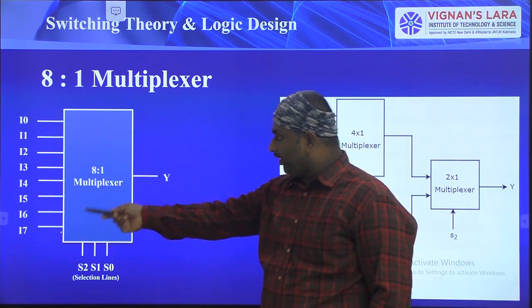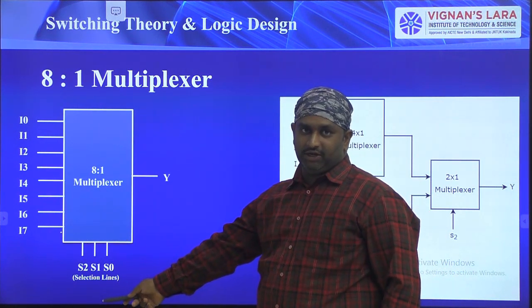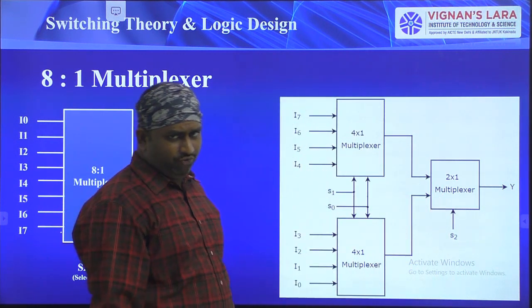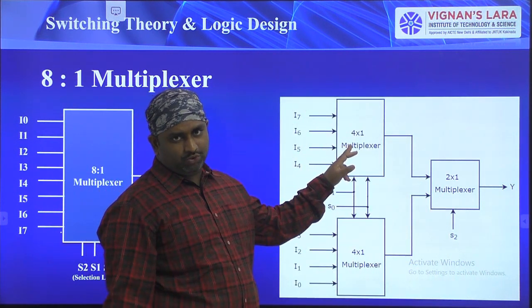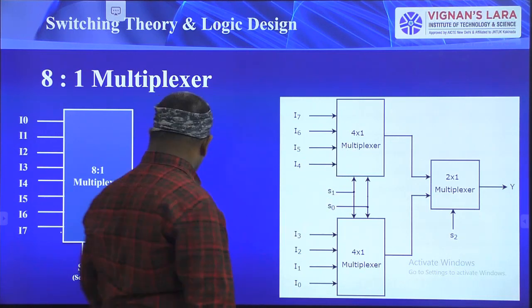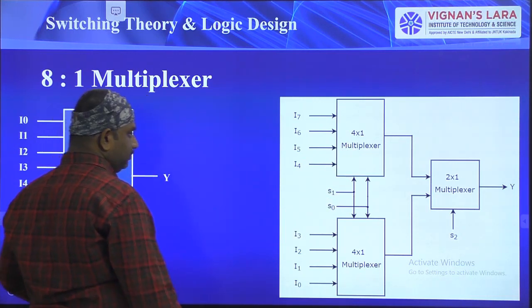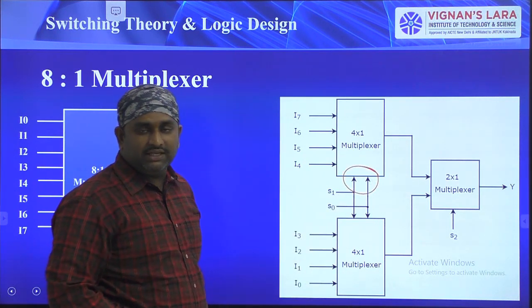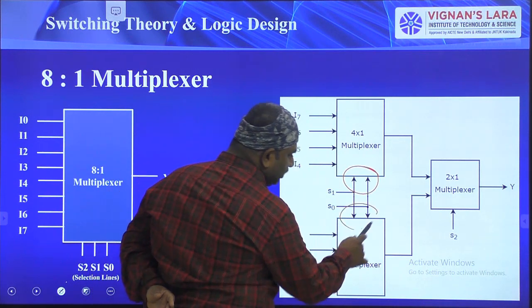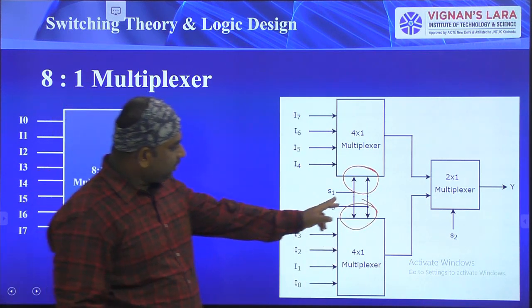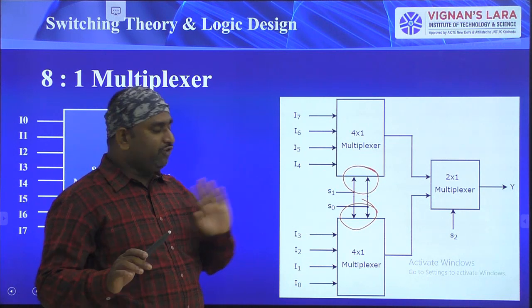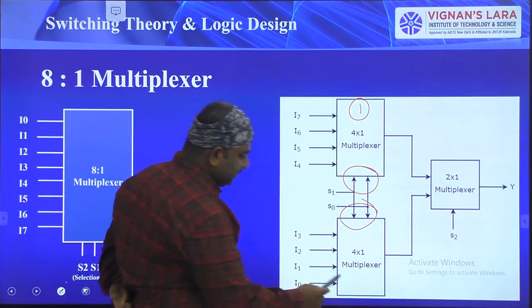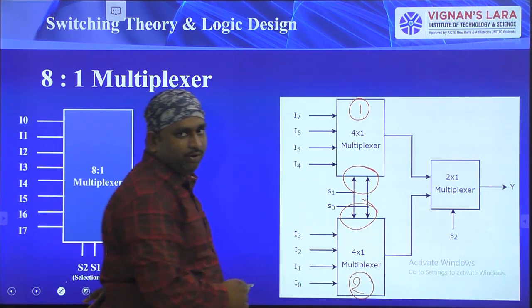So we have 8 inputs, 1 output, 3 selection lines. In the same way, we have to implement the operation by using 4:1 multiplexers. This is a 4:1 multiplexer, and here we have 2 selection lines, S1, S0. These 2 selection lines I have shorted. This is the first 4:1 multiplexer, and this is the second 4:1 multiplexer.